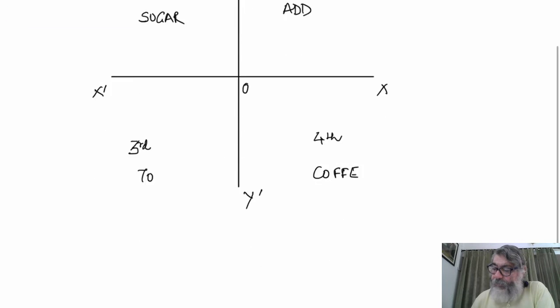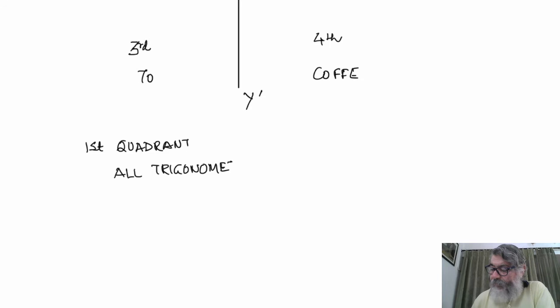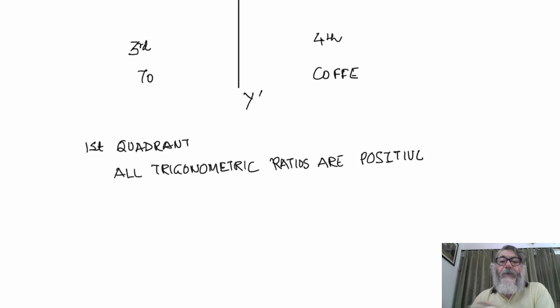In the first quadrant, all trigonometric ratios are positive. First quadrant means between 0 and 90.